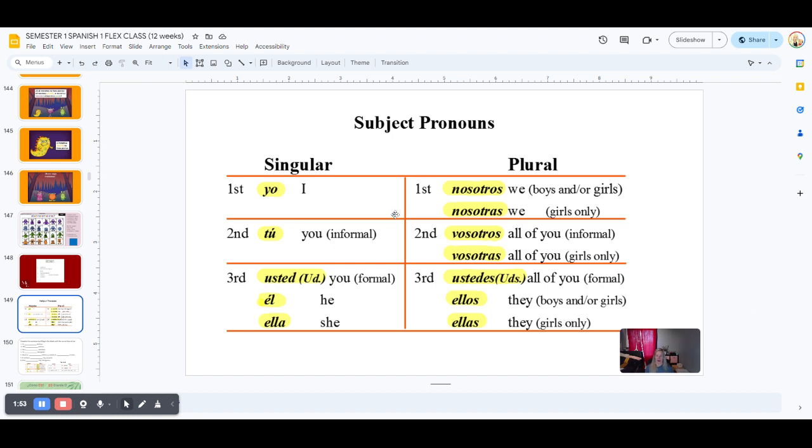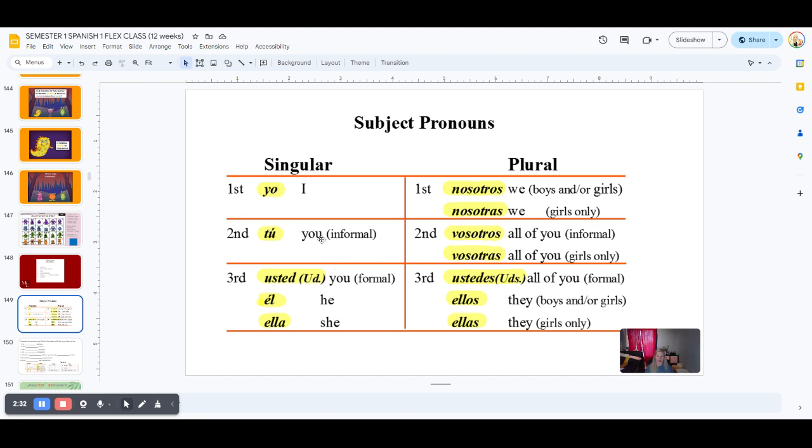Okay, so in Spanish and in English, we have a subject pronoun chart. And the best way to learn this is just kind of memorizing where certain items are on the chart. If you notice here on the left-hand side, the singular column, first person singular is always I in English, and in Spanish, it's yo. Tú or you informal would be second person singular. Third person they share three different subject pronouns. Usted, which is you formal. Él, which is he. Ella, which is she.